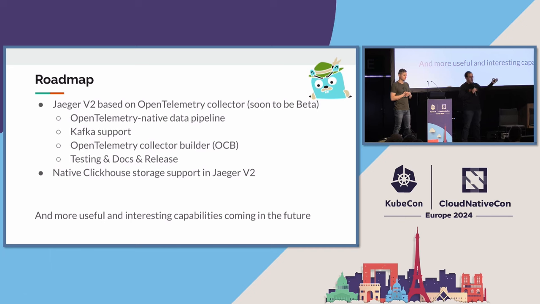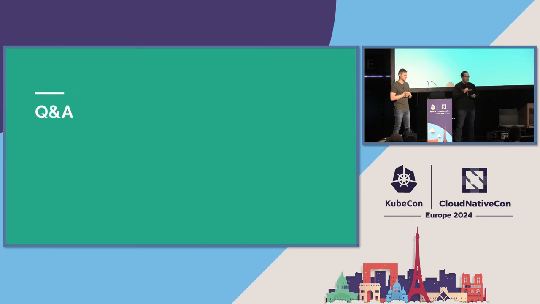The other thing that we're doing is we're supporting ClickHouse natively in Jaeger V2. A lot of people are interested in ClickHouse, and it's a great database that's highly efficient for trace and log data. So there's much more coming.